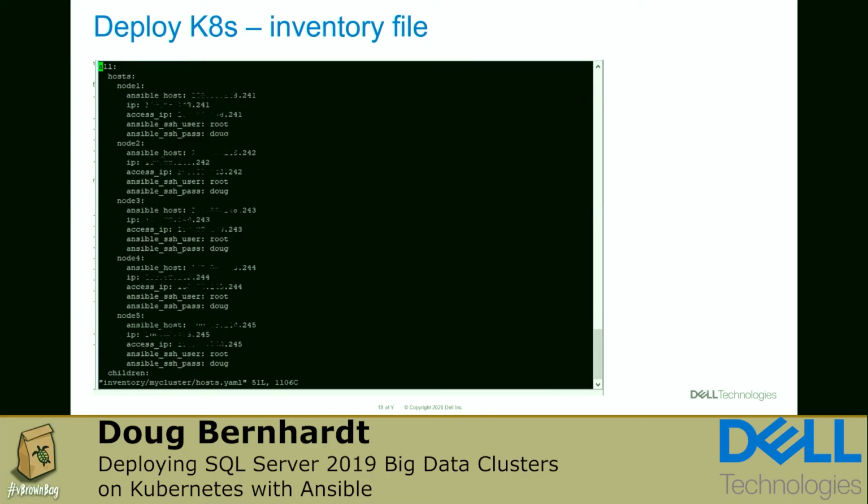First, we need to build the inventory file. This is what the inventory file looks like. We're specifying the names of the Kubernetes nodes as well as the connection information. So this file needs to be updated with the info for all the nodes of the cluster.